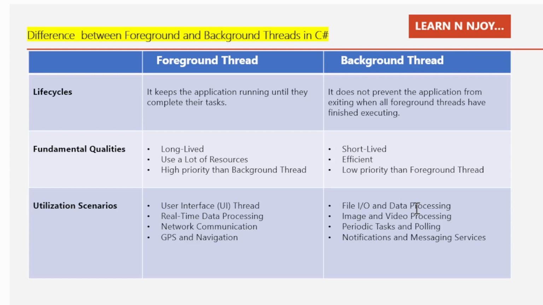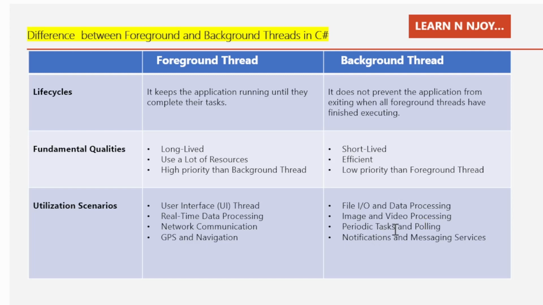For example, a text editor may use a background thread to auto-save a document without blocking the user interface, right? When we talk about image and video processing, in applications that process images or videos, background threads can be employed to perform tasks like image resizing, video encoding, decoding, or applying filters. So this allows the main thread to remain responsive to user input.